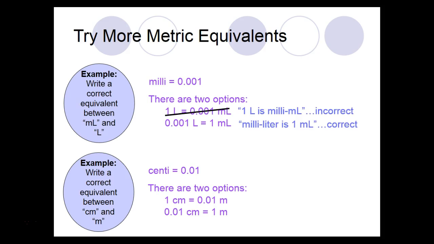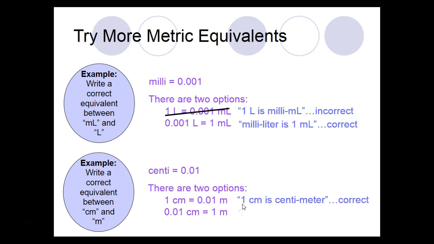So for this one, the top one is wrong. Remember, milli is a lot smaller than liters. So if they would have said 1 liter is equal to 1,000 milliliters, that would have been correct. But 1 liter is not equal to 0.001 milliliters, because that would be a super, super tiny number. However, 1 milliliter would be equal to 0.001 liters, because liters can't fit into milliliters. So 1/1000th of a liter would equal 1 milliliter.